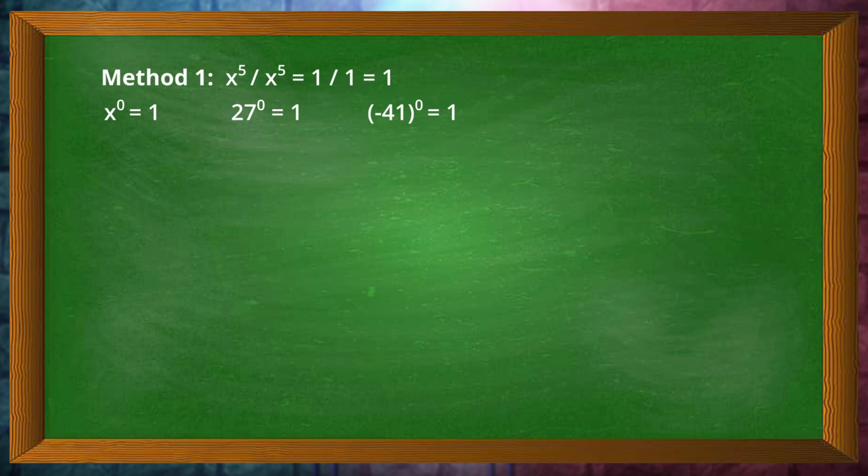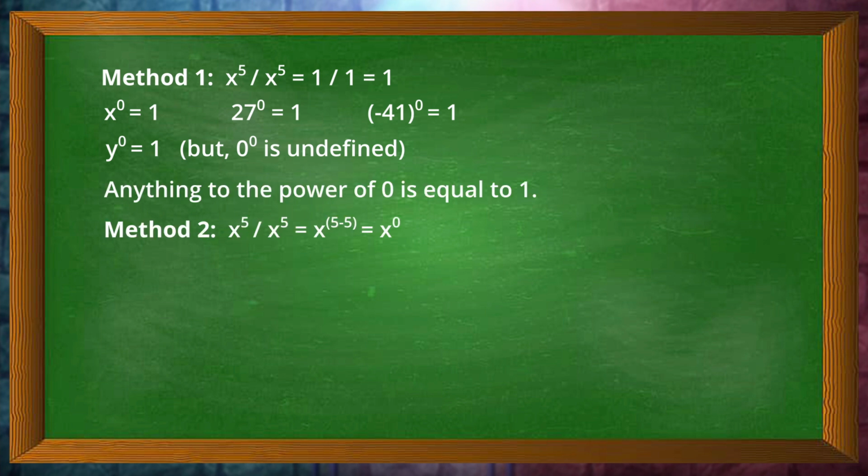But before we do that, there is another rule in math which we need to learn. A number to the power of 0 is equal to 1. This applies to any number except for 0. 0 to the power of 0 is undefined. Let's simplify x to the power of 5 divided by x to the power of 5.